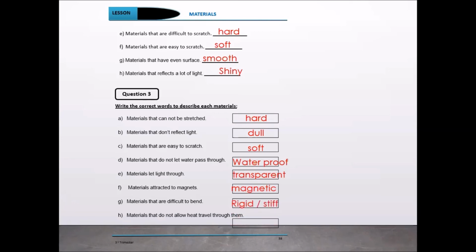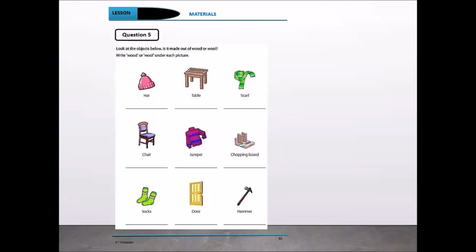G. Materials that are difficult to be bent. Rigid or stiff. Yes. H. Materials that don't allow heat to travel through them. It will be insulator. Okay? Okay, page 60.